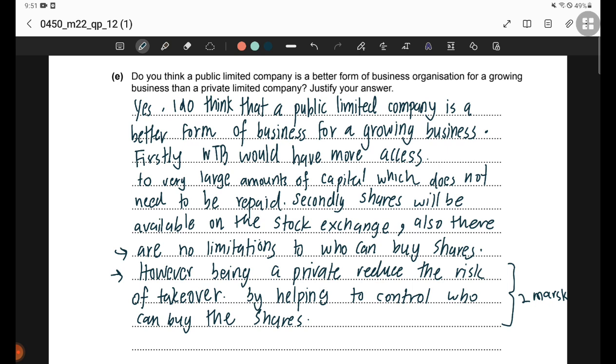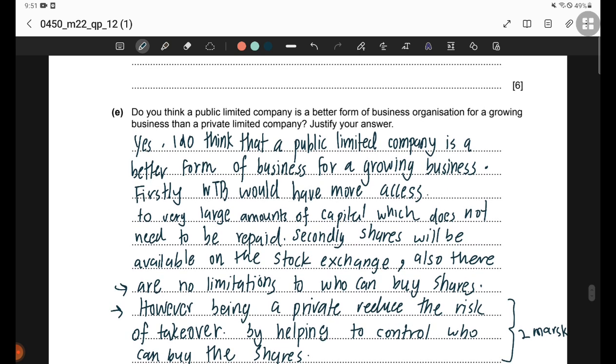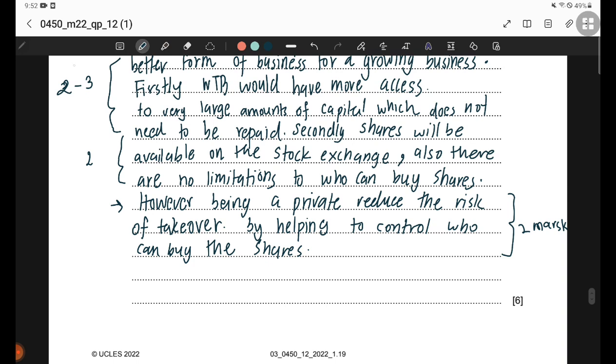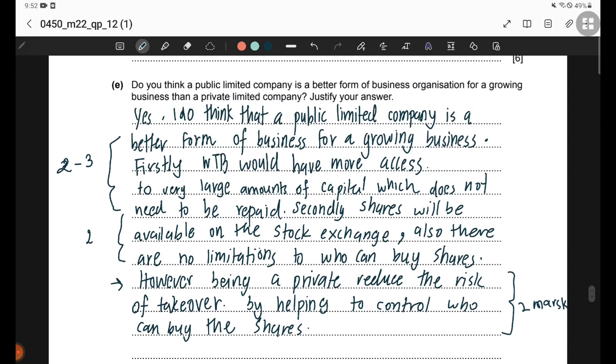What else do we have here? Okay, so for this one, the better form of organization, this one could be 2 to 3 marks actually. It depends. And then this one, the limitation one, this is 2 marks. All right, and then there you have it. For this one, it depends, because when they're marking, they might actually give you 3 for this one and maybe 1 for the justification. It depends on how good your points are over here.